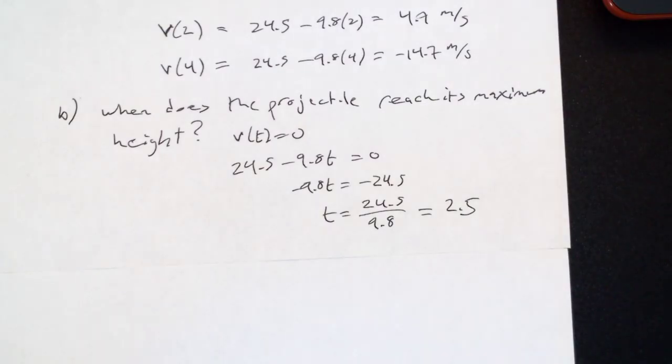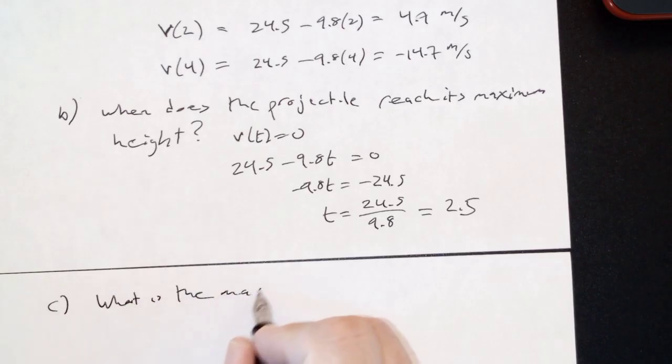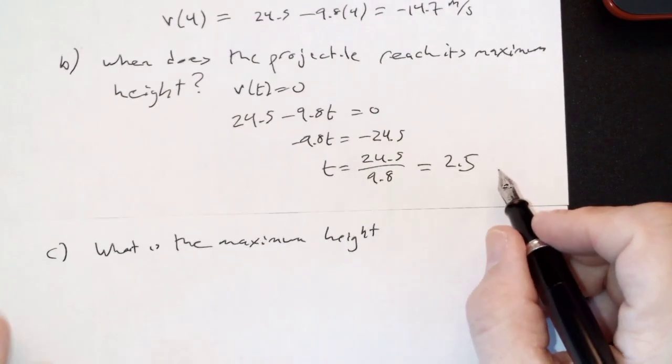Before I go any further, does this make sense? At time 2, we were moving upward with a velocity of 4.9 meters per second. At time 4, we were coming down with a velocity of 14.7. That's much faster, isn't it? So we must be closer to stopping at time 2 than we are at time 4. So coming up with 2.5, I think that's okay. By the way, I really should have units on all of this. So this 2.5, what unit goes with that? Because that's time.